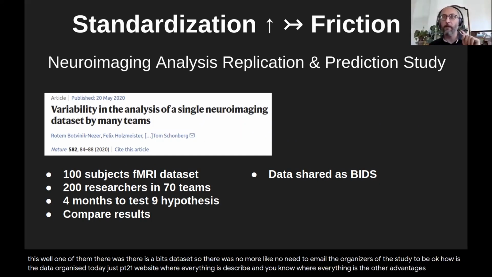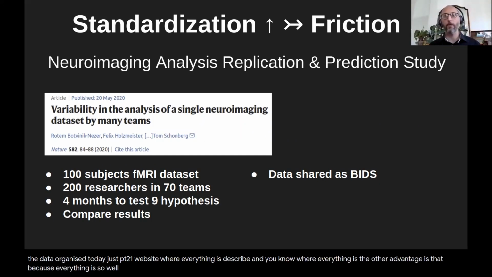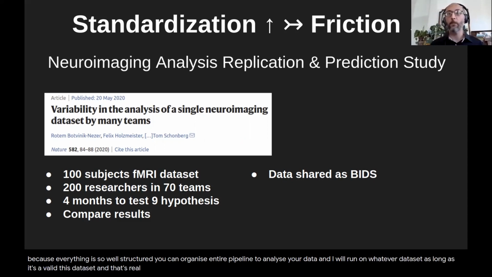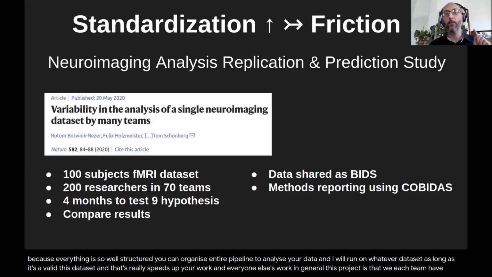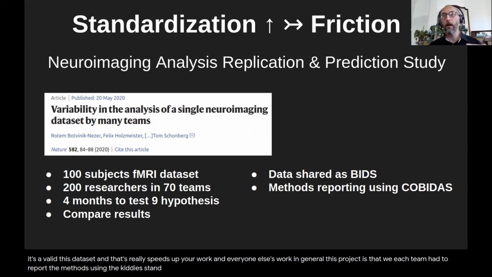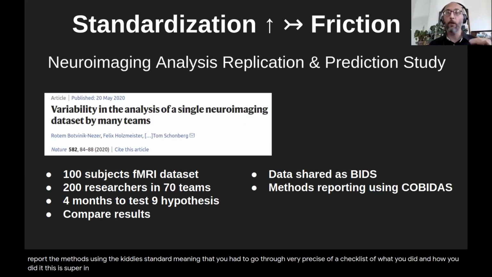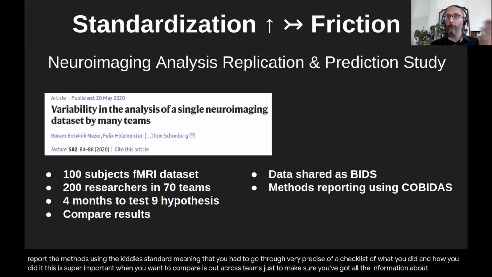The other advantage of BIDS is that because everything is so well structured, you can organize an entire pipeline to analyze your data, and it will run on whatever data set as long as it's a valid BIDS data set. And that really speeds up your work and everyone else's work in general. The other aspect that was really crucial to this project is that each team had to report their methods using the Kubernetes standard, meaning that you had to go through a very precise checklist of what you did and how you did it. This is super important when you want to compare results across teams, to make sure you have all the information to compare their process, right?